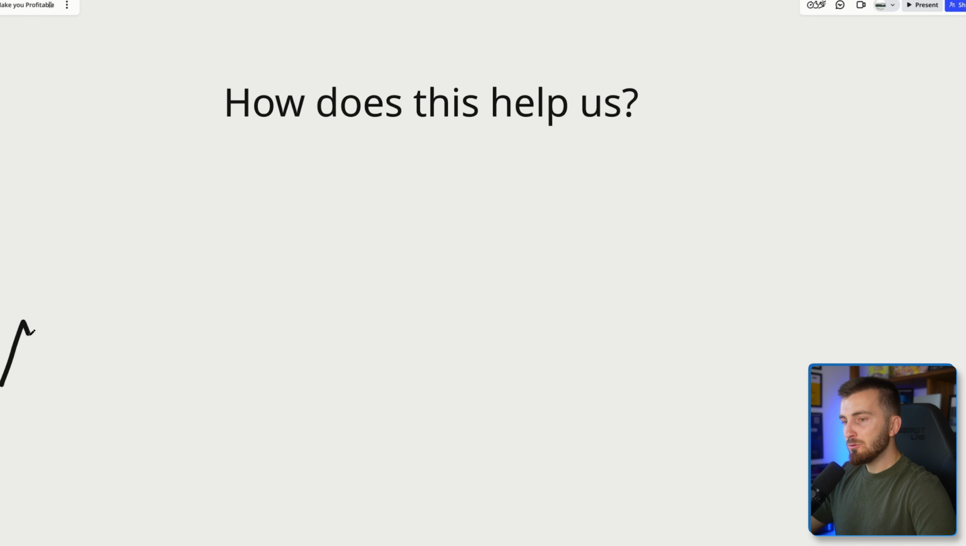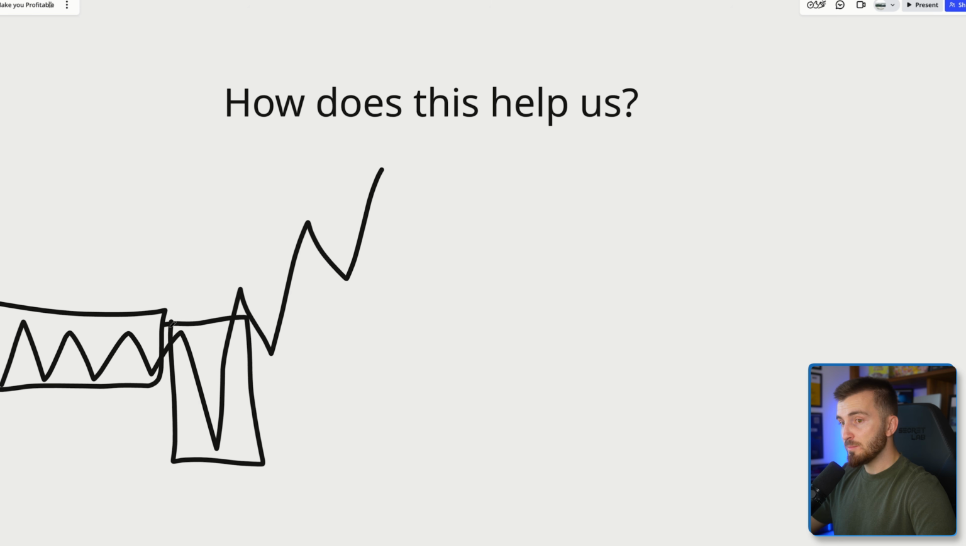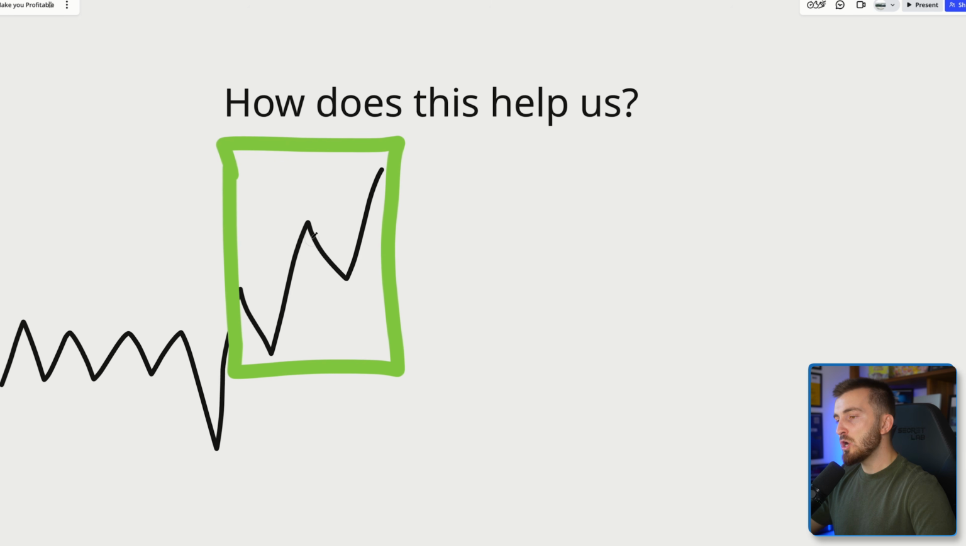Well, it's about understanding the three stages of a candle. And with that, we know that this is not where we want to be executing. This is not where we want to be executing. And this shows you exactly where you want to be executing. And this is the knowledge that has changed my trading forever.